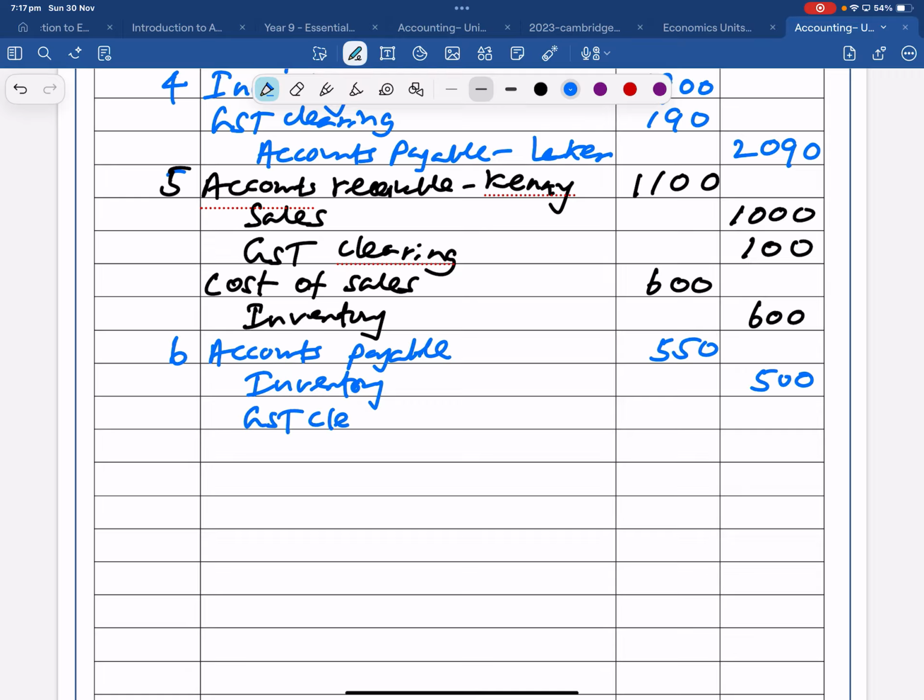GST clearing, what is happening, guys? Yes, why do we credit? GST clearing is increasing. Why? Because when we purchase, we meant to pay less GST, our GST decreased, right? But now we are returning it. That means basically reversing. So we have to pay more GST right now.